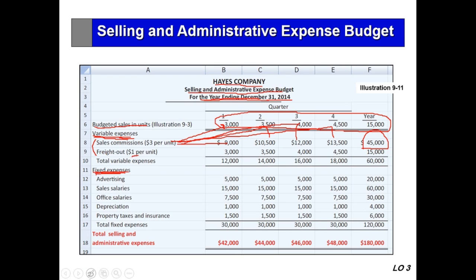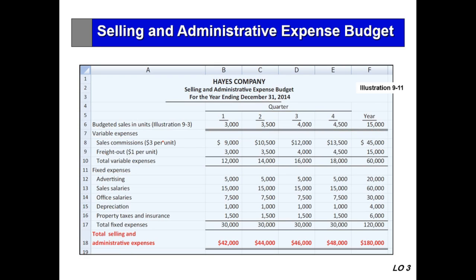Then we have $1 per unit. We can set here $1 per unit multiplied by 3,000, we have $3,000. $1 per unit multiplied by 3,500 units, we have $3,500. Here units, here dollars, here units, here dollars, and so on, 3,000, 3,500. Summation of these amounts, we have $15,000 for the year. 45,000 plus 15,000, we have $60,000 expected total variable expenses for the coming year for this company.